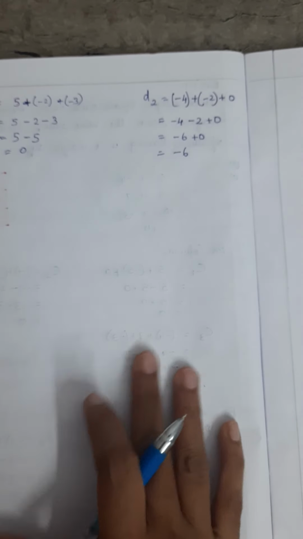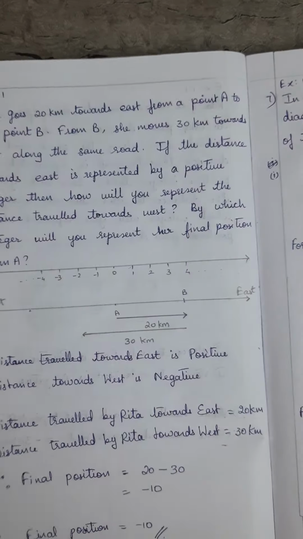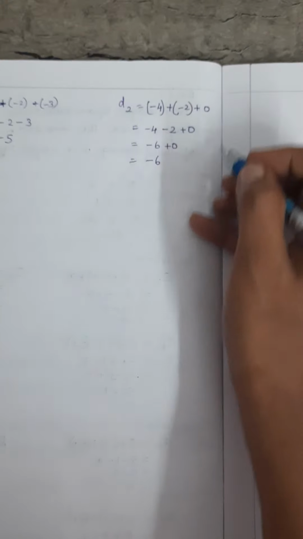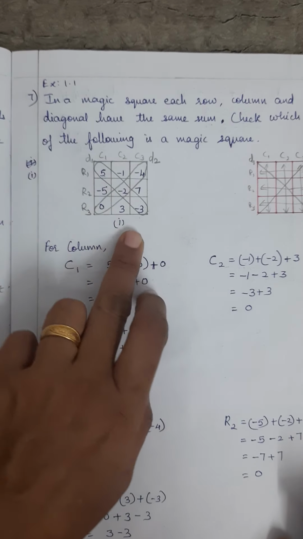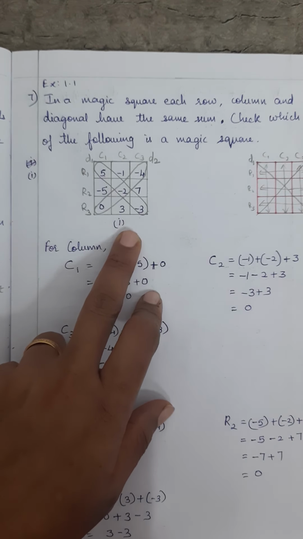Do you understand? Alright. Now if you see here, diagonal 1 also you got 0. And all the rows and columns, you have got as zeros only, but except one diagonal, the second diagonal D2, only D2 you have got minus 6. So is this a magic square? Can you take this as magic square? No, you can't.